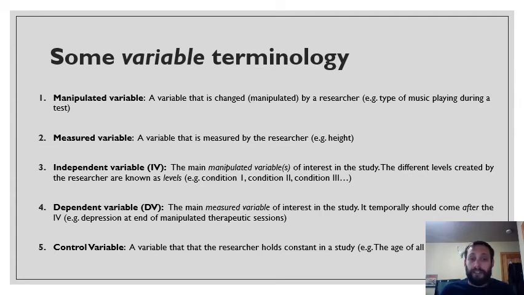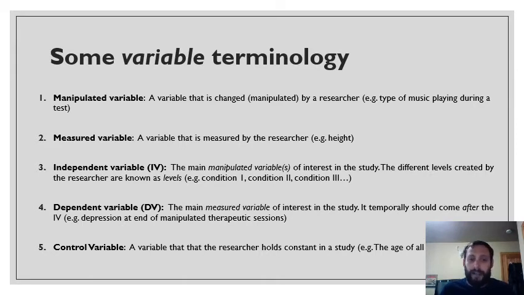Next is a measured variable. This is, simply put, a variable that is measured by the researcher. So this is some sort of outcome variable. It doesn't necessarily always have to be an outcome variable, but in the terms that we're going to be talking about today, it's usually the outcome variable, aka the dependent variable, which I'll be discussing in just a little bit. But it's just a variable that's been measured by the researcher.